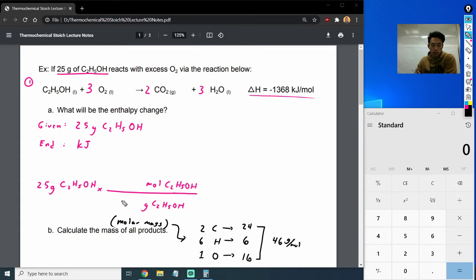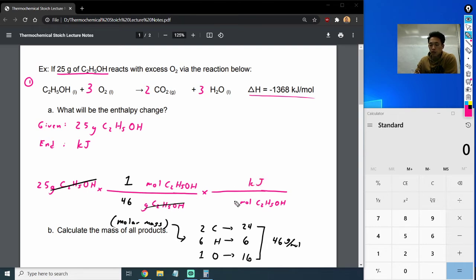That means for this compound, we're going to put 46 on the bottom of the fraction, and then put 1 on top, and then the grams can cancel out with one another. Alright, and then we can set up our last fraction. We want to get rid of moles, so I'm going to put moles on the bottom. And then I'm looking for kJ, so I'm going to put kilojoules on top.